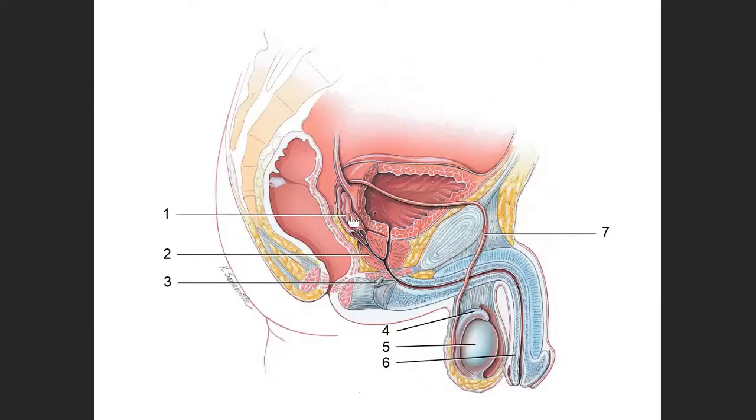Number 1 is the seminal vesicle. Number 2 is the prostate gland. And number 3 is the bulbourethral gland. Number 7 is the vas deferens. Number 4 is the epididymis. 5 is the testis. And 6 is the penis.